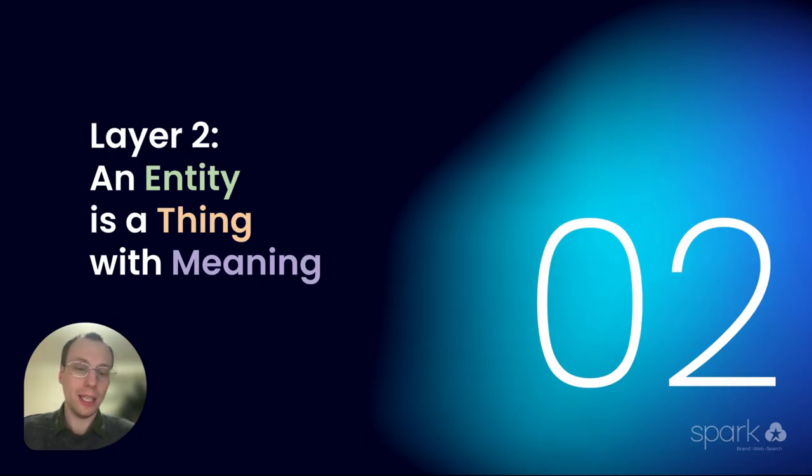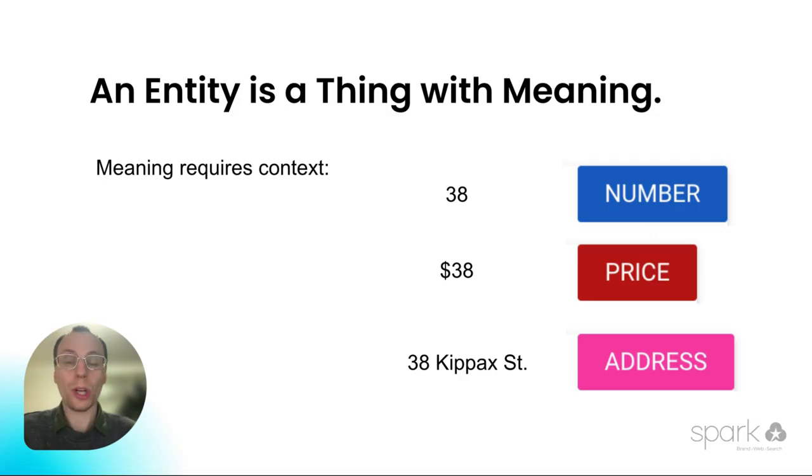An entity is a thing with meaning. What a knowledge graph is really mapping is context. Consider the number 38. Alone, it could refer to pretty much anything. Put a dollar sign in front of it, it's now a price. Add Kipak Street, it's now an address. In everyday language, the way we define things is often by their relation to other things. Entities are trying to capture this process.